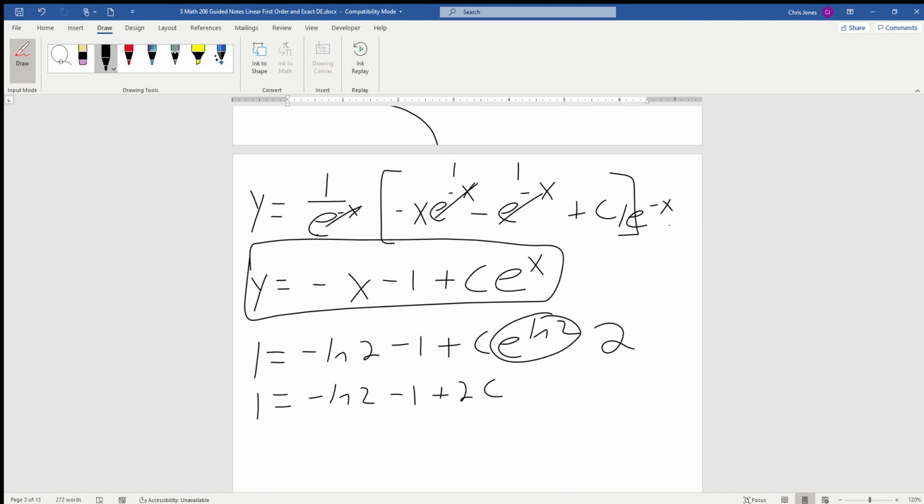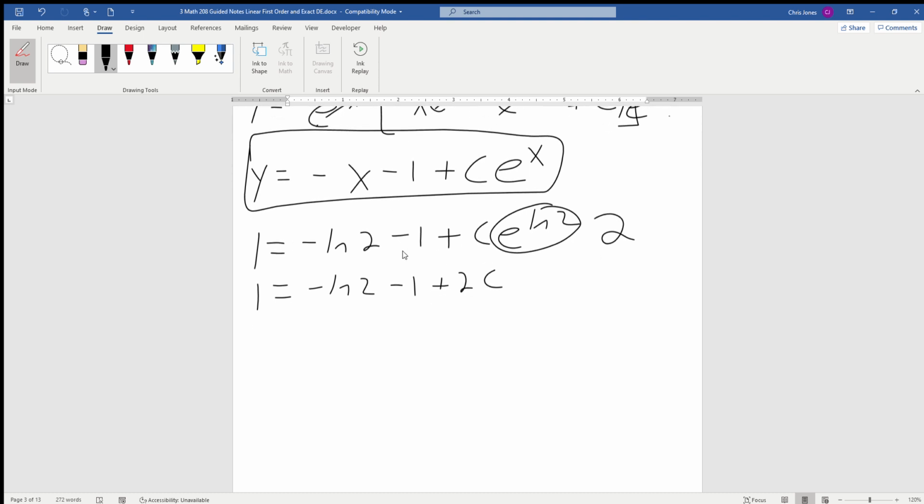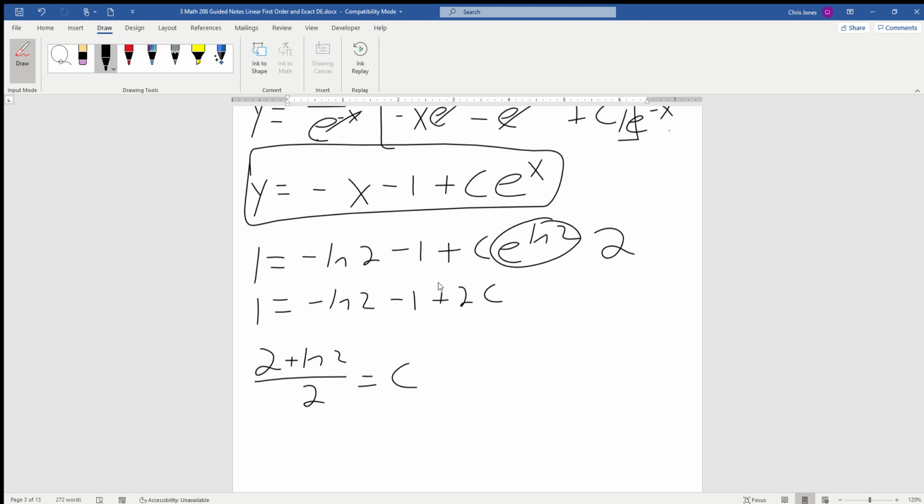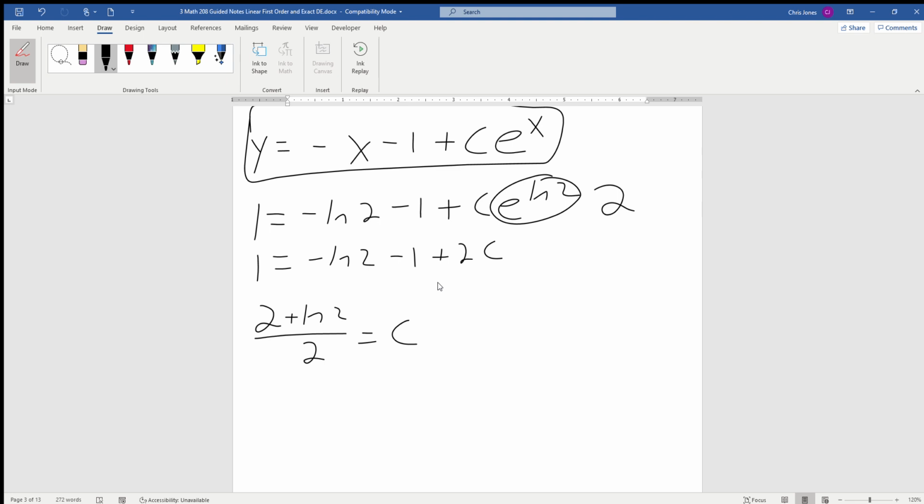We're going to add 1, we're going to add ln of 2, and we're going to divide by 2. So we could write this as (2 plus ln 2) divided by 2 as our solution for c. All right. And then finally, we just shove that back in, and we wind up with y equals negative x minus 1 plus (2 plus ln 2) over 2 times e to the x.